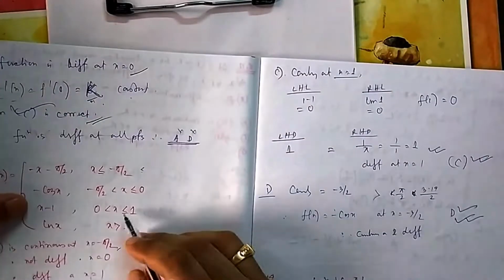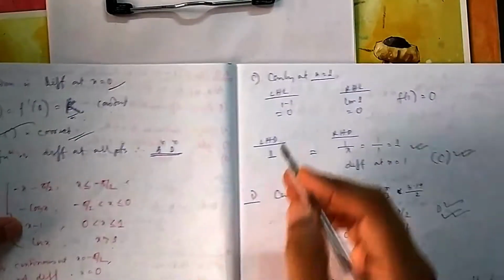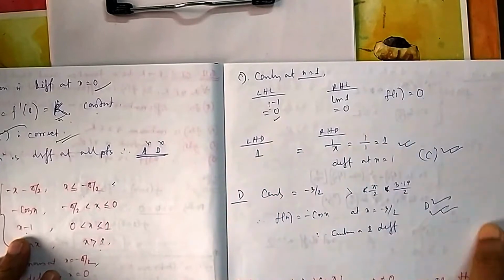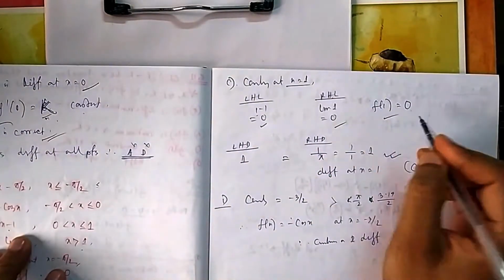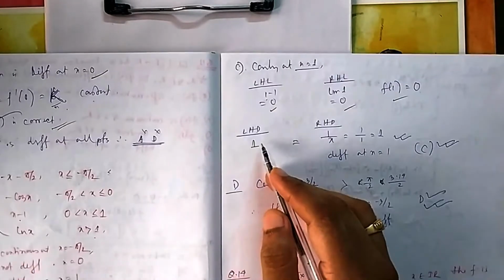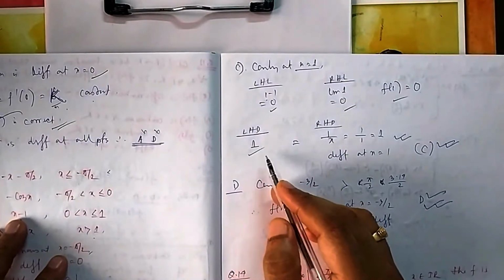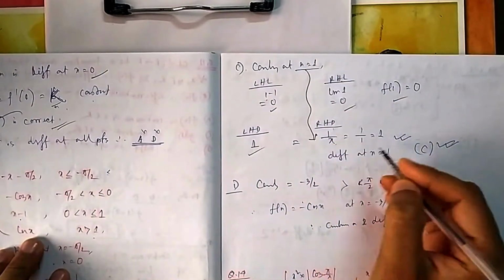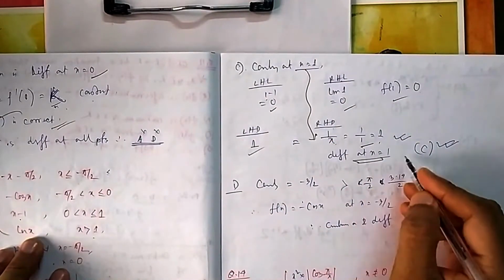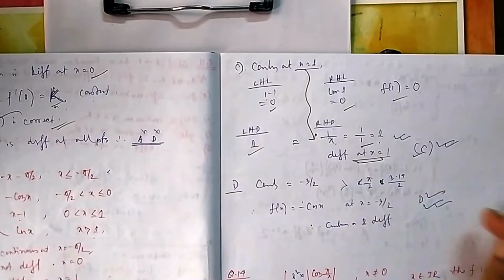Now at 1, again for 1 minus you will be using this, for 1 plus you will be using this. For 1 minus it will be 1 minus 1, 0. Left hand limit I am considering, and for the right hand limit log 1 is 0. At 1 it is 0. So it is continuous at 1. For differentiability, LHD, if you differentiate, it is 1. If you differentiate this, it is 1 by x. If you put x equal to 1, then it is 1. So it is differentiable at x equal to 1. So C is also correct.